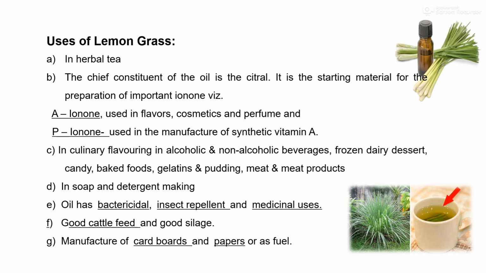Regarding the uses of lemongrass, its worldwide identity is that we use lemongrass in tea or for the preparation of herbal tea. The chief constituent of the oil is citral, and it is the starting material for the preparation of important ionones, that is alpha ionones and beta ionones. Alpha ionones are used in flavor, cosmetics and perfume, while beta ionones are used in the manufacture of synthetic vitamin A.